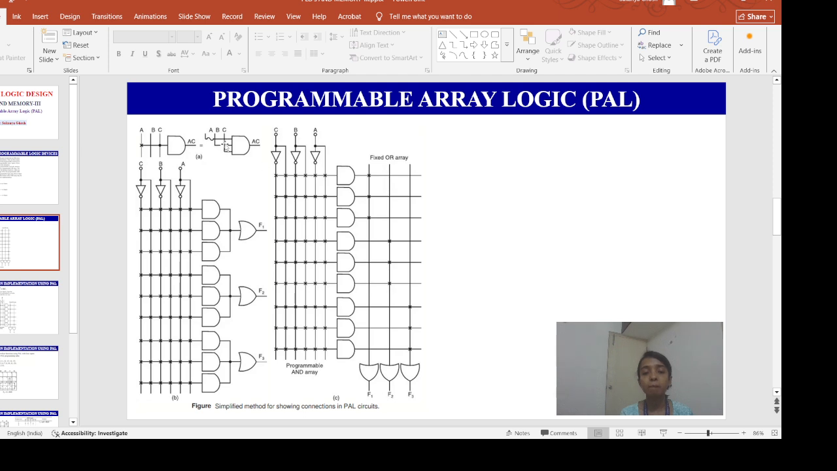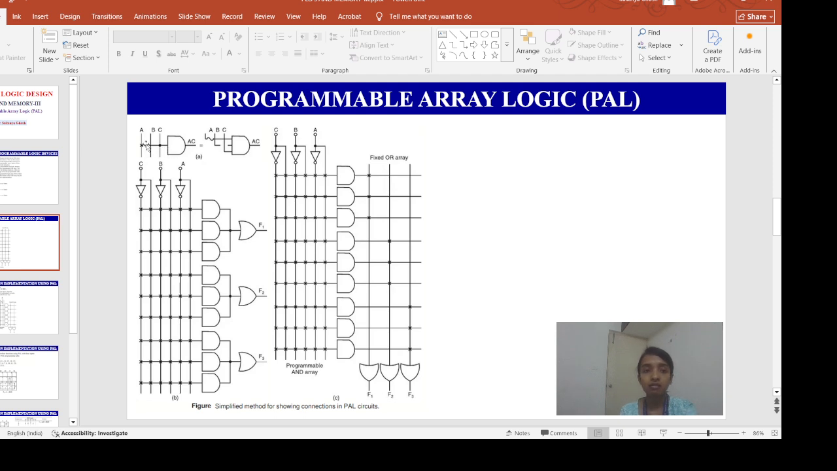This figure shows a conventional means for abbreviating the PAL, or programmable array logic. The connection diagrams are shown here. Note that the AND gate is drawn with a single input line, whereas in reality it has three inputs, because we have three variables A, B and C. Technically this AND gate should have three input lines, but here we can observe only one input line. The vertical lines denote the inputs, and the horizontal lines feed the AND gates.